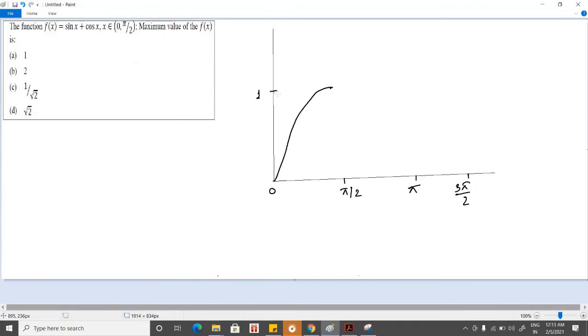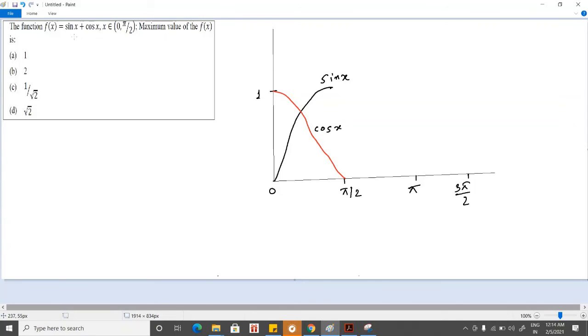Now let us see how cos x looks. We know the graph of cos x starts from the maximum value at 0. The value of cos x at 0 is 1, so in this case the graph will start from here. And the value of cos x at pi by 2 is 0, so it will come down like this. Now we can see that f(x) equals sin x plus cos x. So let me write down the values. This is the sin x graph and this is the cos x graph.